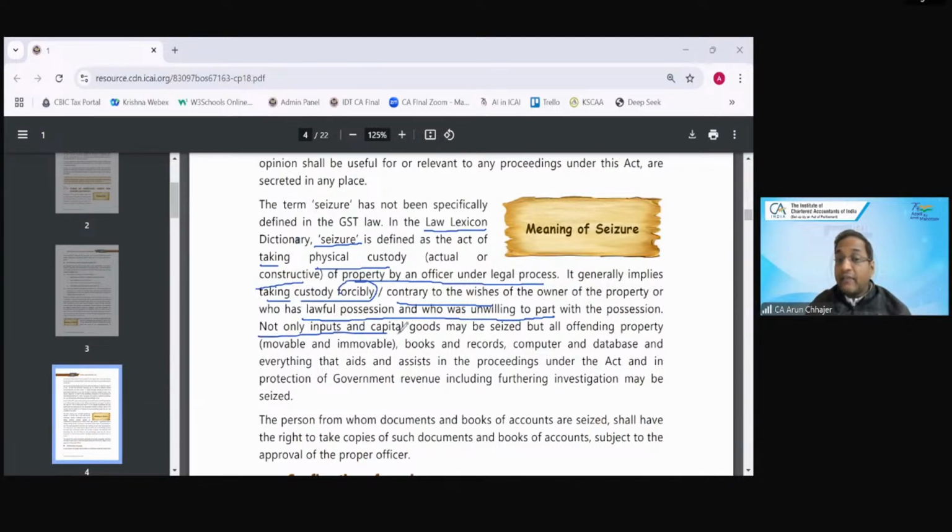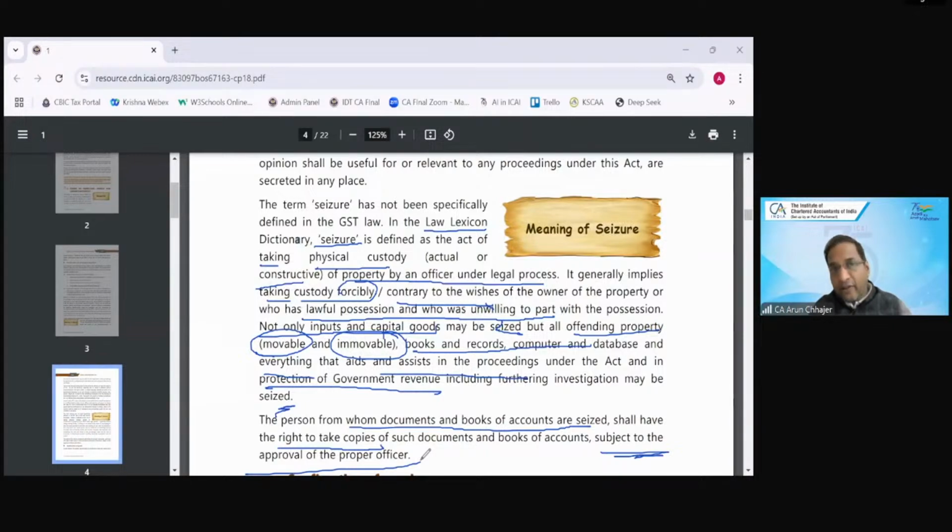Not only the input and even capital goods may be seized, but all the offending properties, whether movable or immovable, books, records, computer, database, everything that assists in the proceeding and in the protection of the government revenue may be seized. The person from whom documents, books and things are seized shall have the right to take the copies. But क्या है ये discretionary right है. क्या मतलब होता है discretionary का? Subject to the approval of the officer. If the officer feels that if I give the document, then he might use these documents to make fake books of accounts, in such case, they may deny the same to take the copies also.